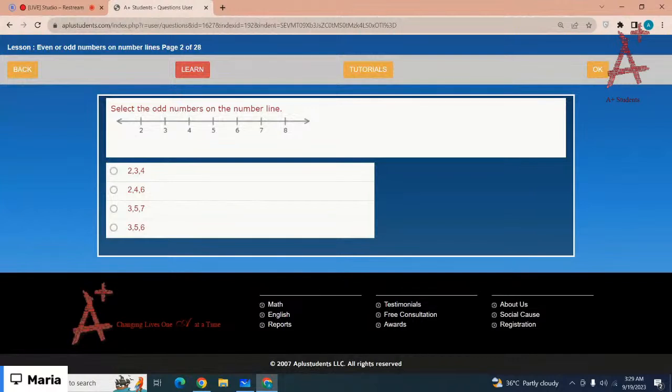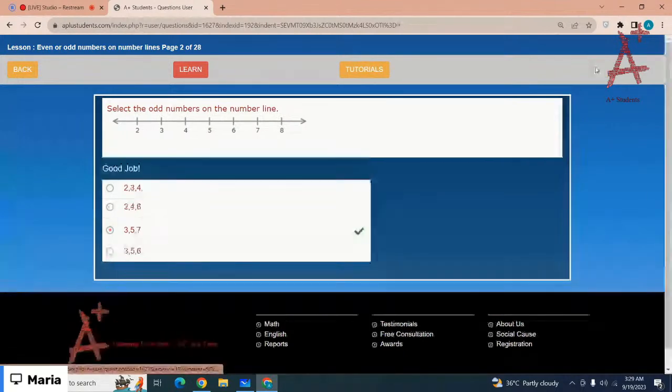Yes, the correct option is: odd numbers are the ones that cannot be divided by 2. So they are 3, 5, and 7, right? That would be option number 3, the correct option. 3, 5, and 7 are the odd numbers.